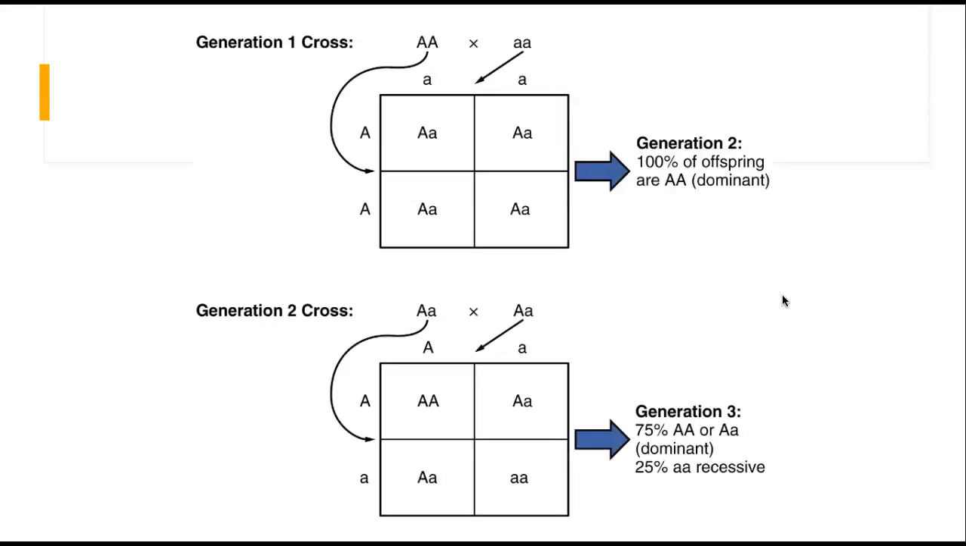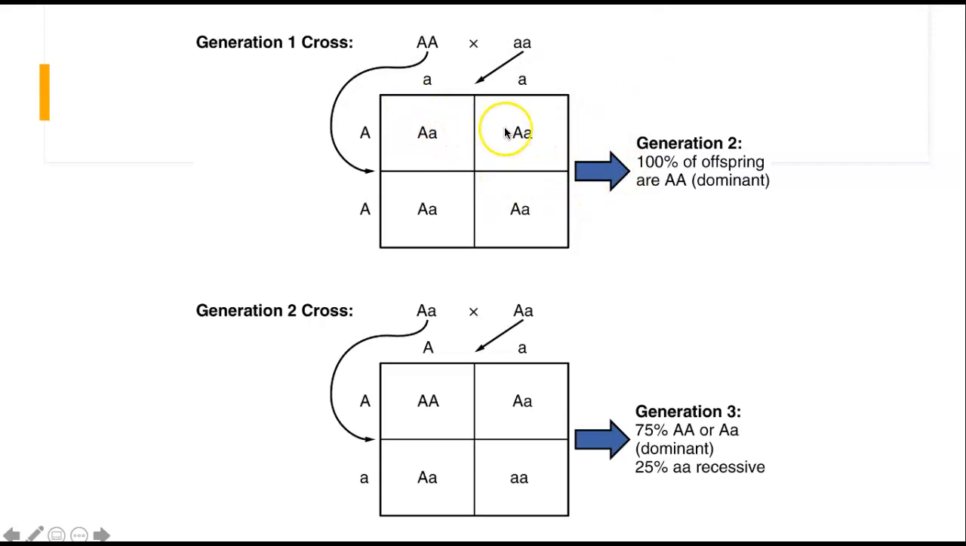So here's basically what he did. He took, let's say these were the pure breeding tall plants, and he crossed them with pure breeding small plants. And what he found was that 100% of the offspring are dominant. But this says AA dominant, which is not the case, because what you actually get are 100% heterozygous. They're heterozygous, but they show the dominant trait. So all of them will be tall.